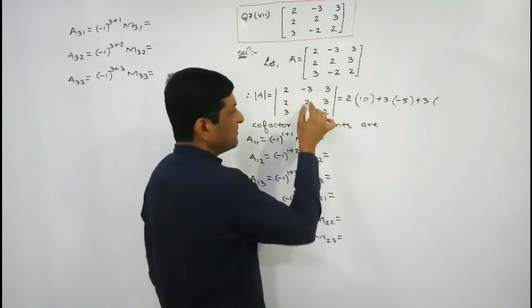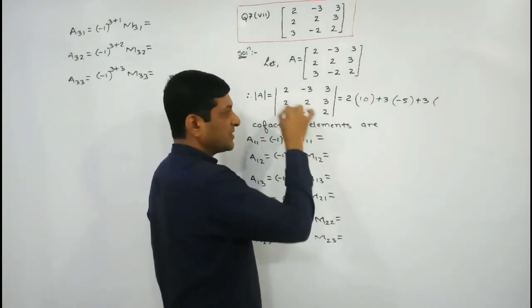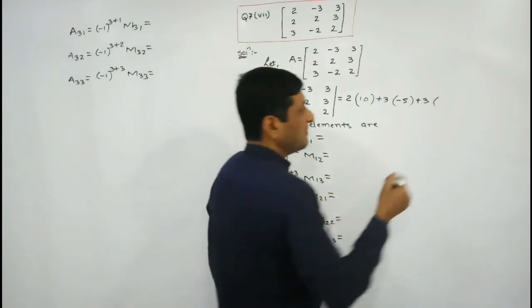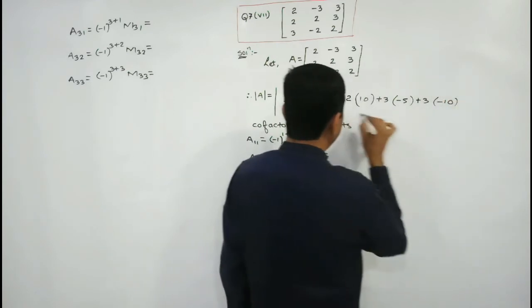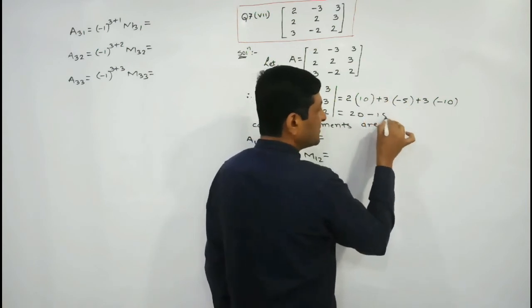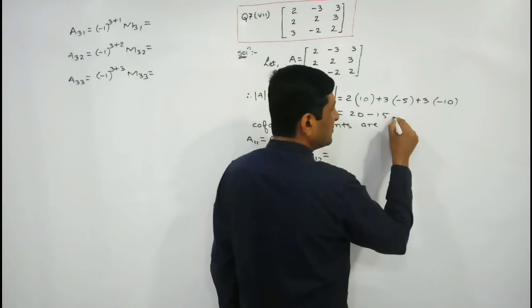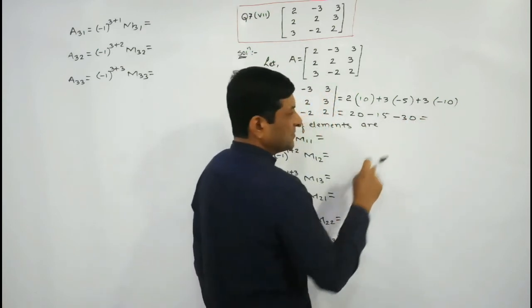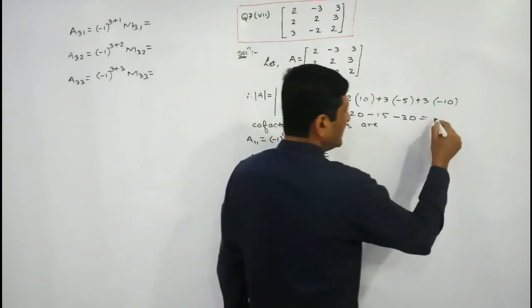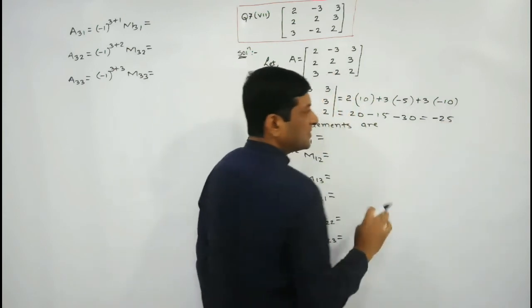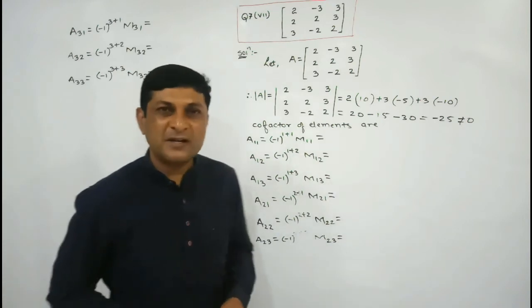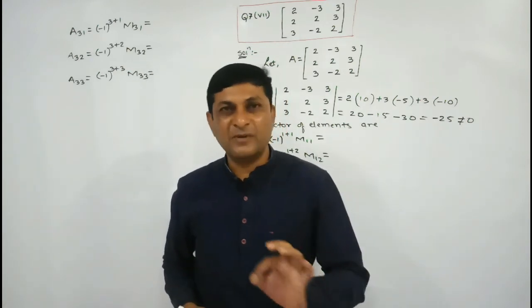Now delete this column and find the determinant of these 4 elements. This product is minus 4 minus 6. Minus 4 minus 6 will become what? Minus 10. So let us simplify it. 2 into 10 will be 20. Minus 5 into 3 is minus 15, and 3 into minus 10 will be equal to minus 30. So this addition is minus 45, and minus 45 plus 20 is minus 25. In this way we have got the value of the determinant, and the value of the determinant is not equal to 0, and if it is not equal to 0, we can say that A inverse exists.